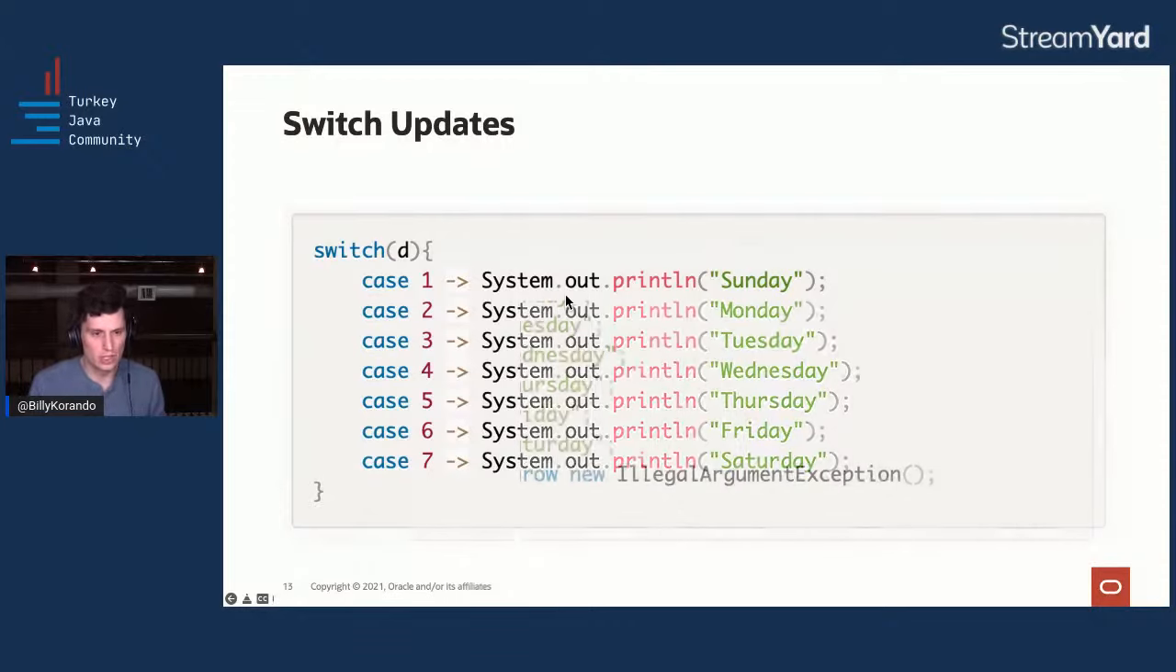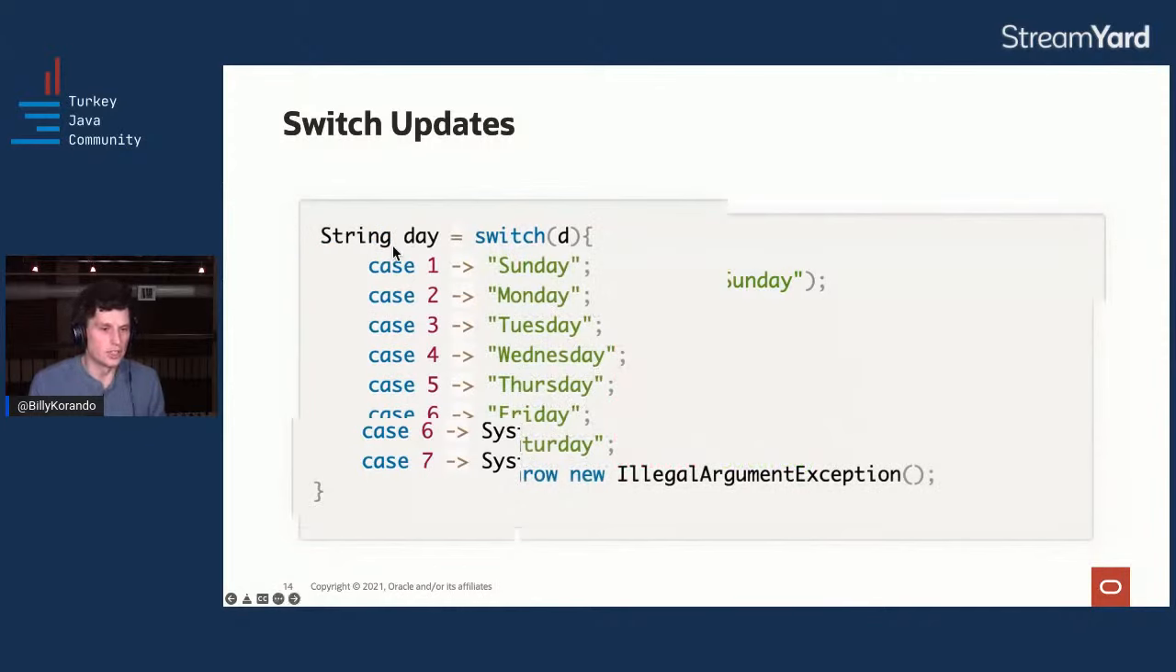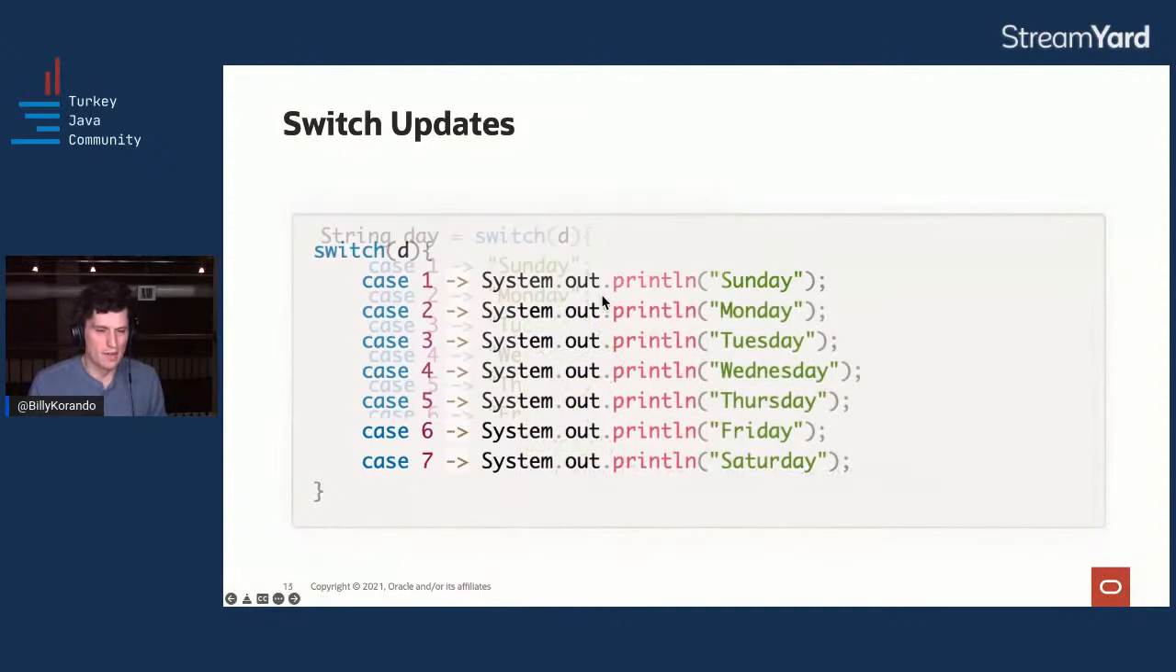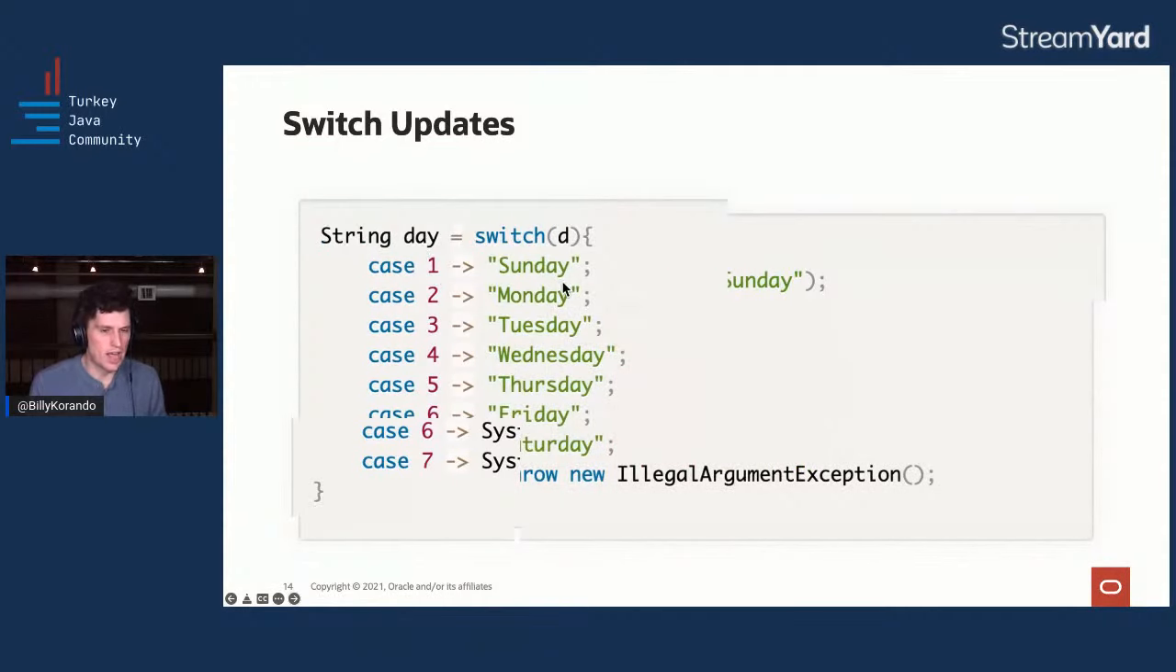So also with these switch updates, a switch can also behave as an expression. So now instead of maybe having to do the system out print line for each of these cases, I could just actually return a value from these, in this case a string, and then have it down here to actually have that be printed out. So again, this is even cleaner.